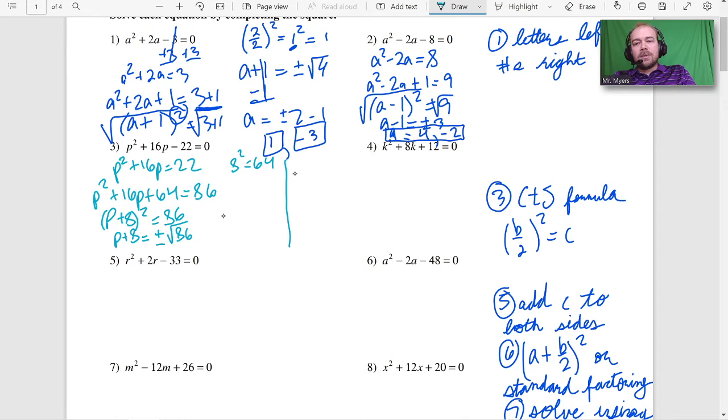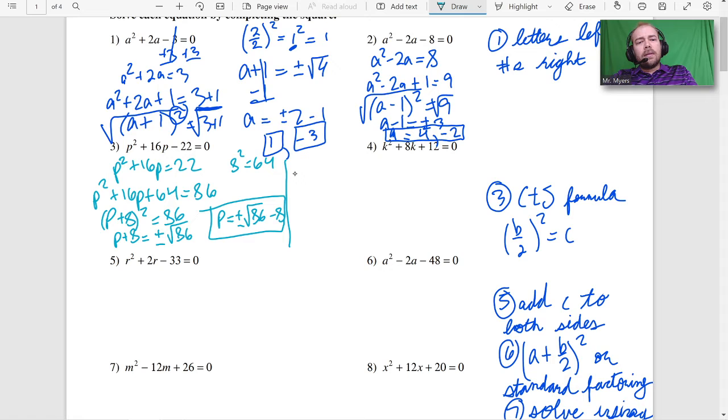So then all we have to do is we just have to say p is equal to plus or minus the square root of 86. And we have to subtract 8 from both sides. And you would literally just leave it like that. So look at that. Even though it's ugly. Sorry, it's ugly. P equals plus or minus square root of 86 minus 8. That's actually it. It's an ugly answer. But hey, less math. So I count that as a win.